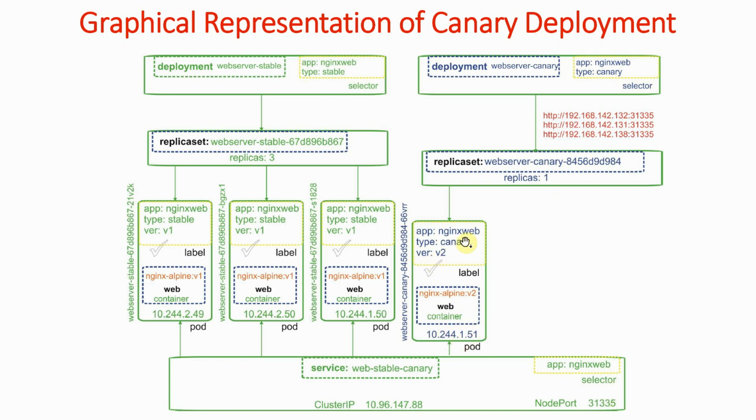Since this pod also contains these 3 labels, and we have chosen the selector as app is equal to nginx web, the traffic will be sent by the service to this pod also. So now 3 pods are running the v1 application, 1 is running v2. That means we are sending partial traffic to v2. So that is a canary deployment.